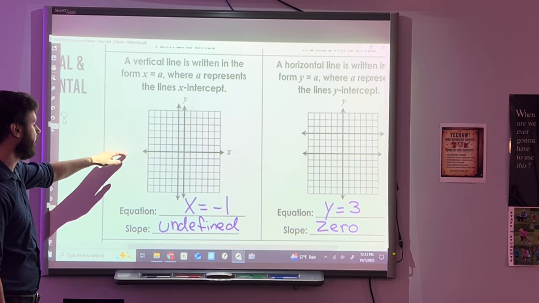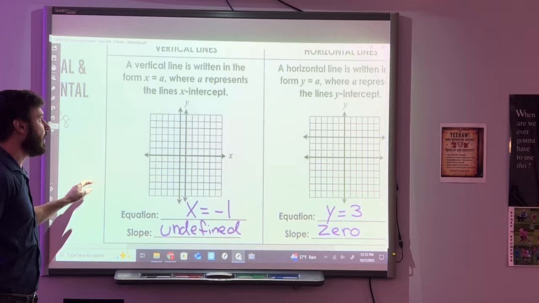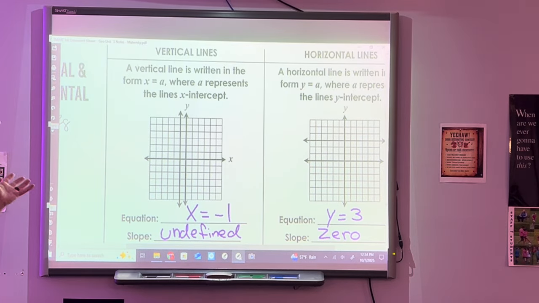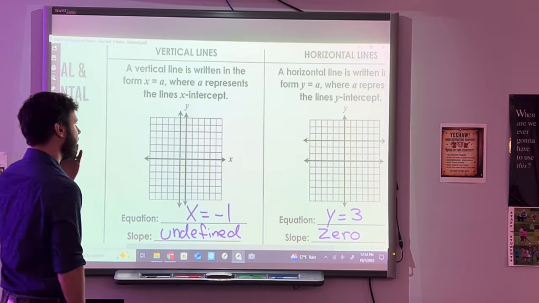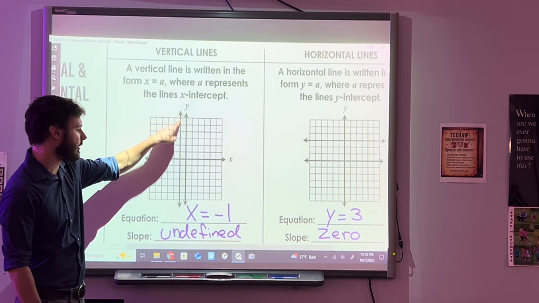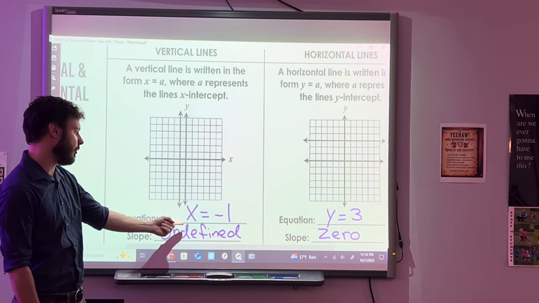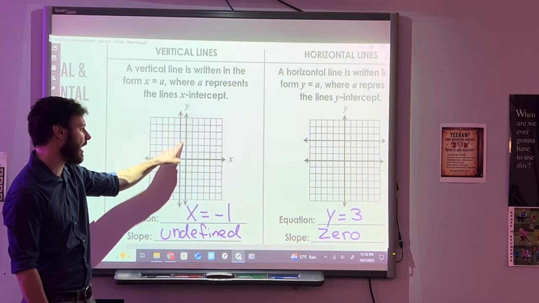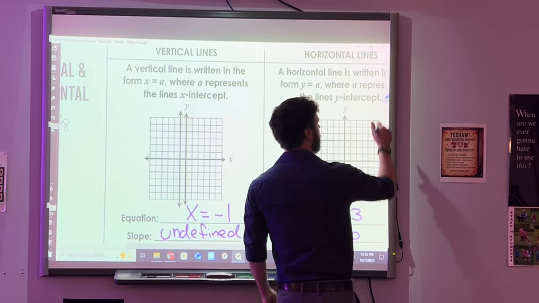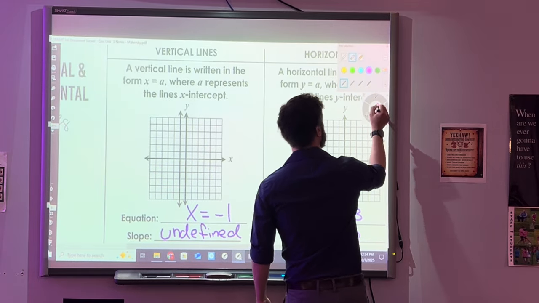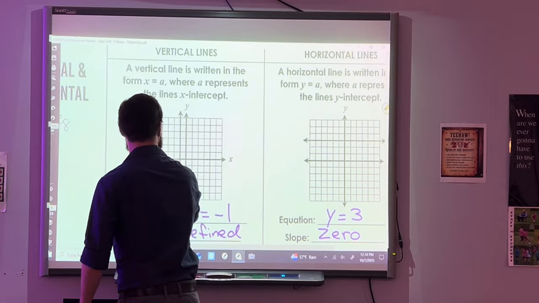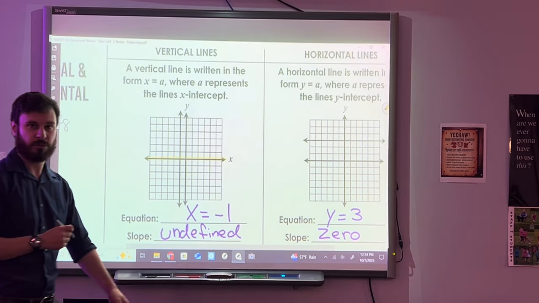Okay, here's a vertical line. A vertical line is written in the form x equals a, where a is the intercept. Basically, if you have a line that's going straight up and down, just like this one, it is defined as x equals whatever value on the x-axis this is. So, right here, I have the x-axis.